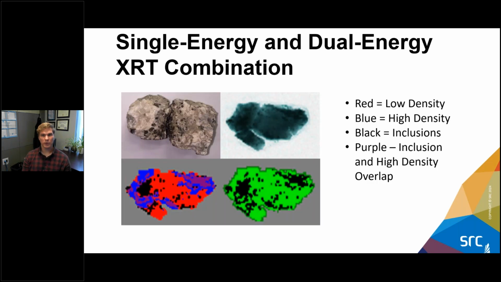So here's another example too. There's not just dual energy XRT, there's single energy XRT, and you can use those together. So I was talking about inclusions earlier, and this is where it comes into play. So this would be like a lead zinc particle, and you can even see in the X-ray image there that there's tiny black particles there that you can almost see just from the X-ray.